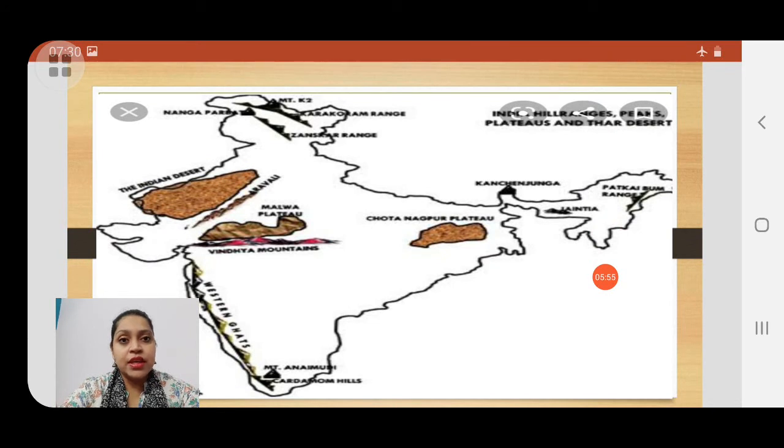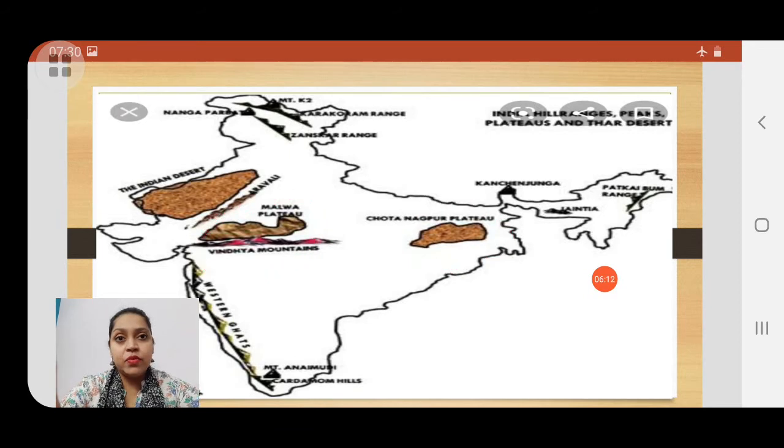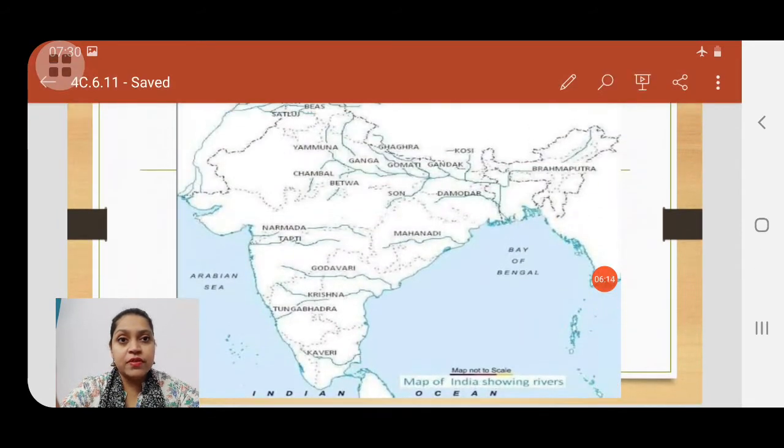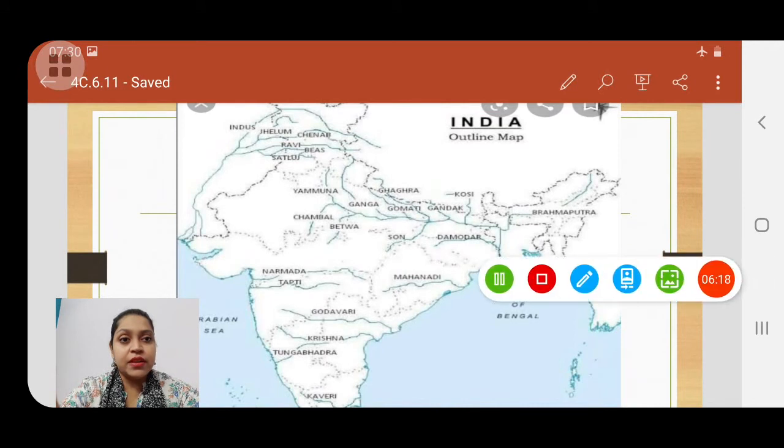Yes, you can see here, children, this is the Malwa Plateau. The Malwa Plateau is towards the west of the Central Highland and the Chotanagpur Plateau is towards the east of the Central Highland. Next let's see the rivers. Which are the rivers? You can see here, children, the rivers.